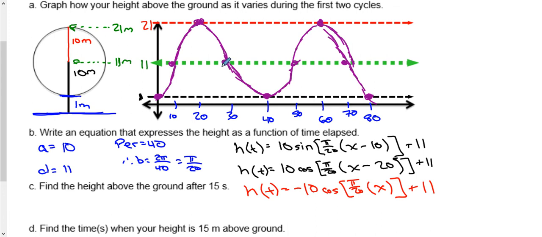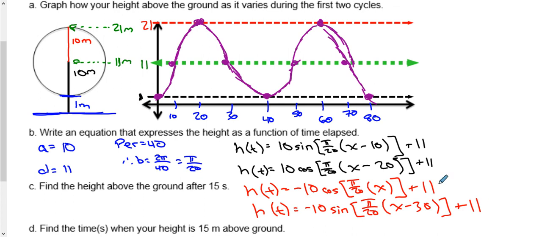Negative sine curve, sorry, my apologies, would have been starting at 30 to the right. So it would have been gone down, gone up. So 30 to the right. There you go. So you have quite a variety of solutions you could have chosen to express your equation, and all of them are perfectly fine.